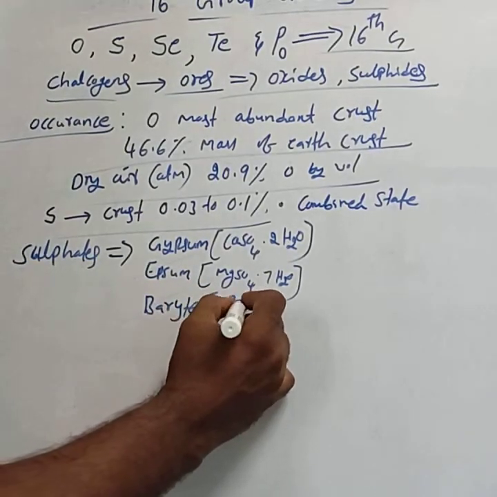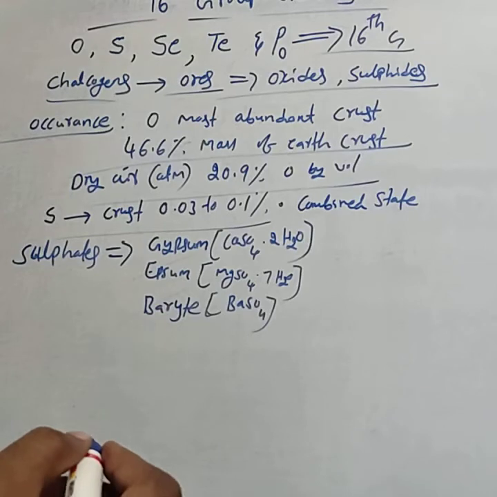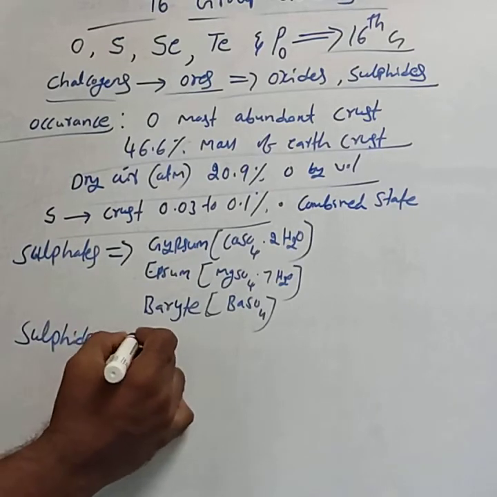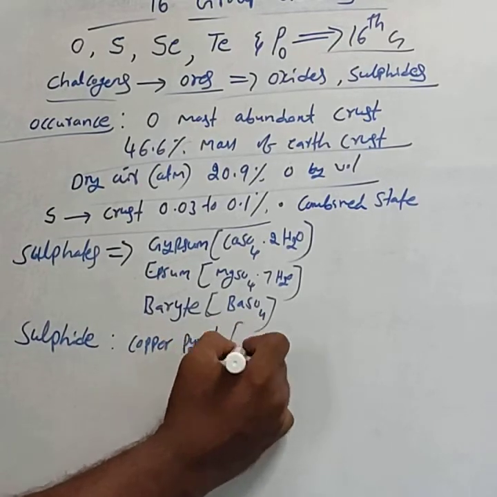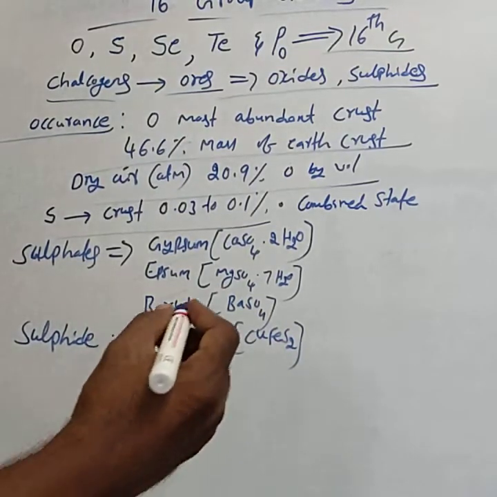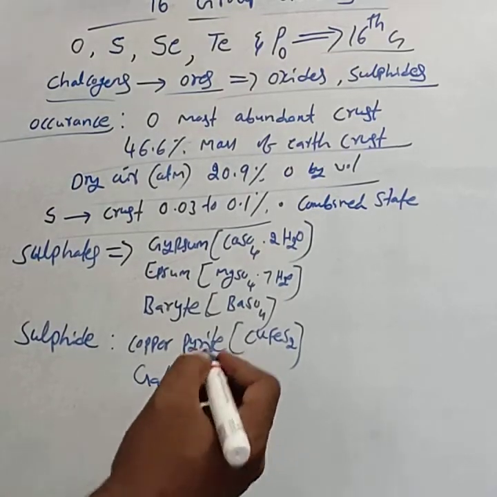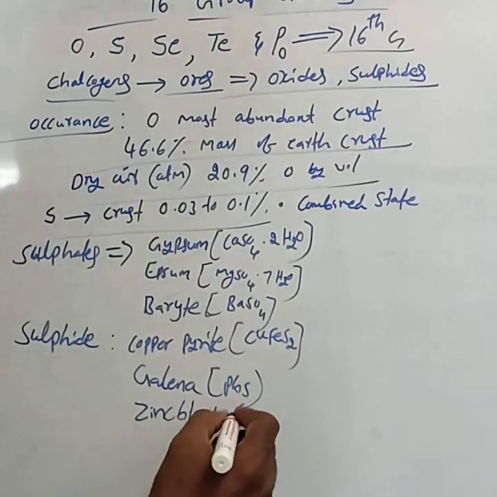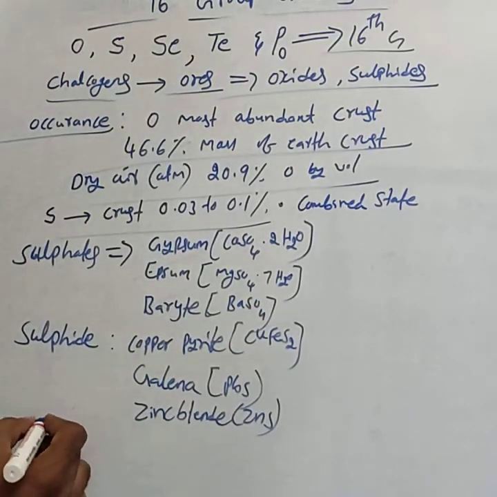Barite composition is BaSO4. Sulfur also occurs as sulfide ores like copper pyrite or chalcopyrite, composition CuFeS2, or galena, composition PbS, or zinc blende, composition ZnS.